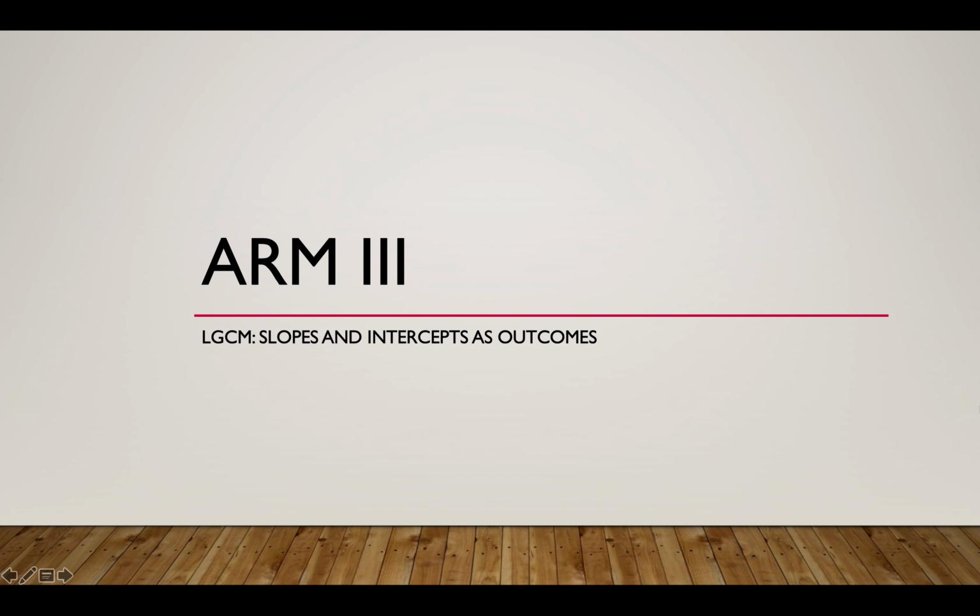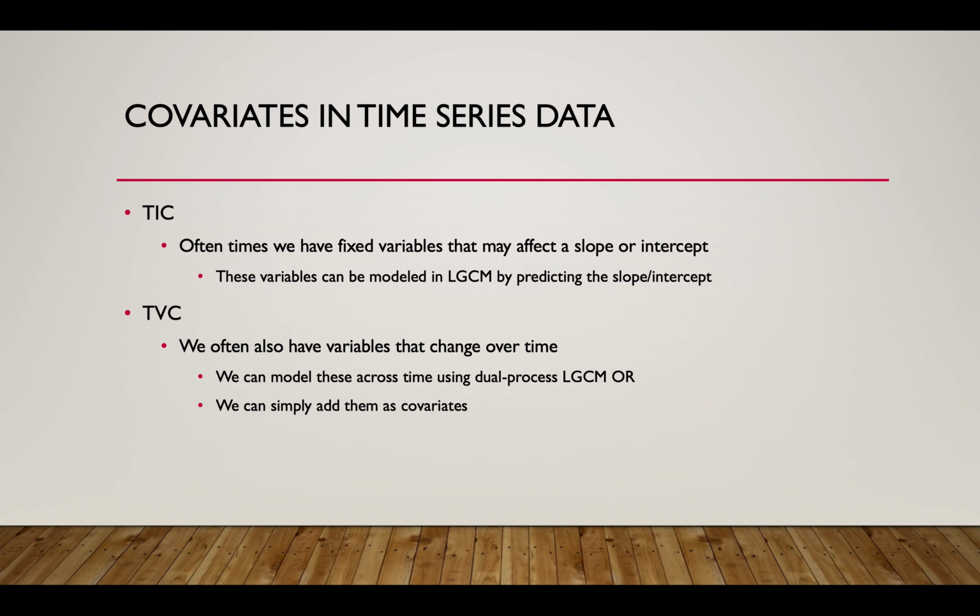Hey guys, so this week we are going to be looking at slopes and intercepts as outcome variables in latent growth curve models. Last week we looked at just modeling change across time. The truth is we can examine different types of variables that affect that change across time and also affect mean levels via the intercept. So we have these two basic types of covariates in these latent growth curve models.